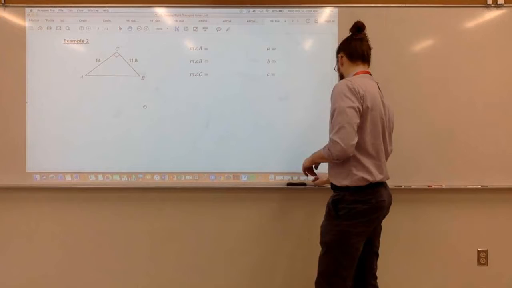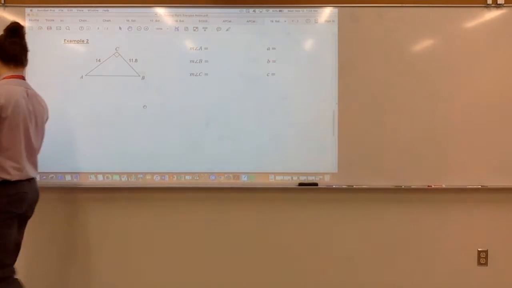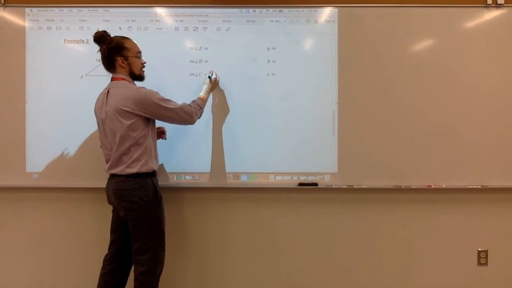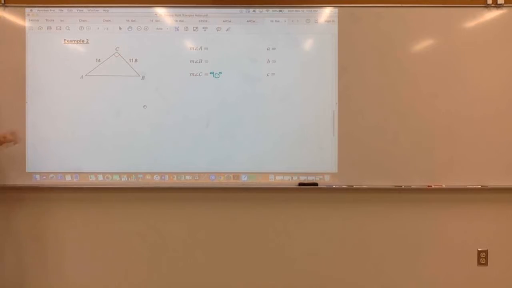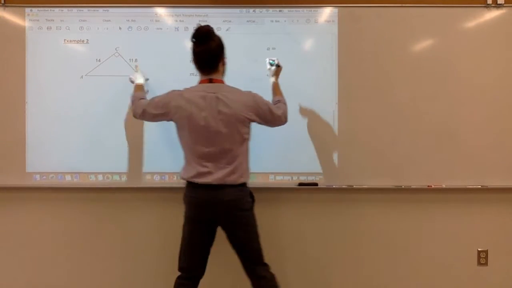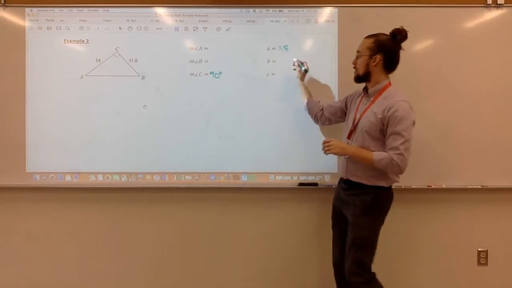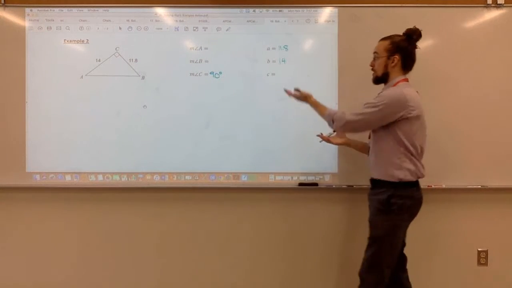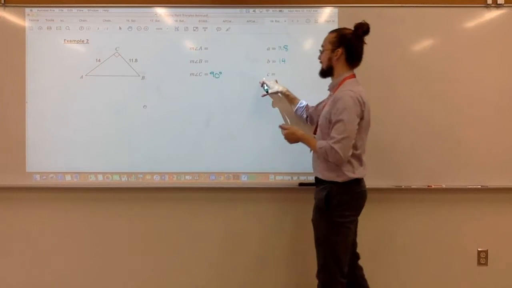So let's first go ahead and list out what we know. This is the right angle. C is 90. Little a, opposite big A, is 11.8. Little b is 14. Right, so that's what we know. So we have to find the measure of angle A, the measure of angle B, and side c.